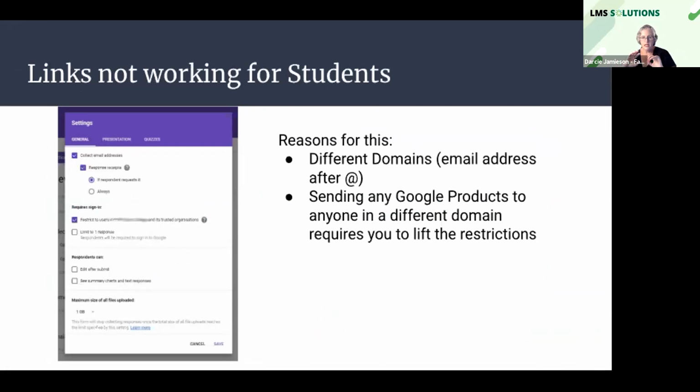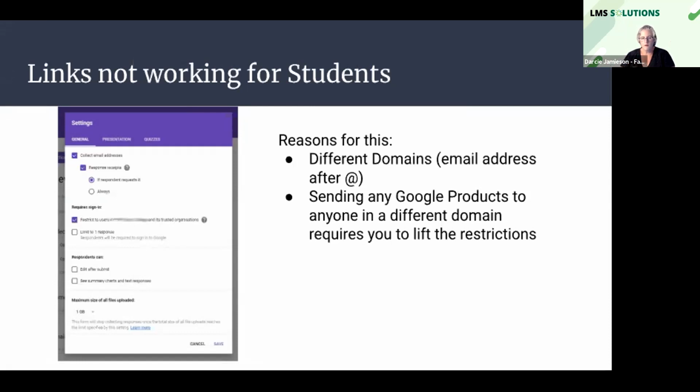And sometimes sending it from the wrong domain, like I'm at esd105.org, I might have an esd105students.org. And if I send it from a different domain, it's not going to let them access it. Anytime that you are sending a Google product outside of your domain, or what they used to call the trust circle, it's going to require you to lift some restrictions.